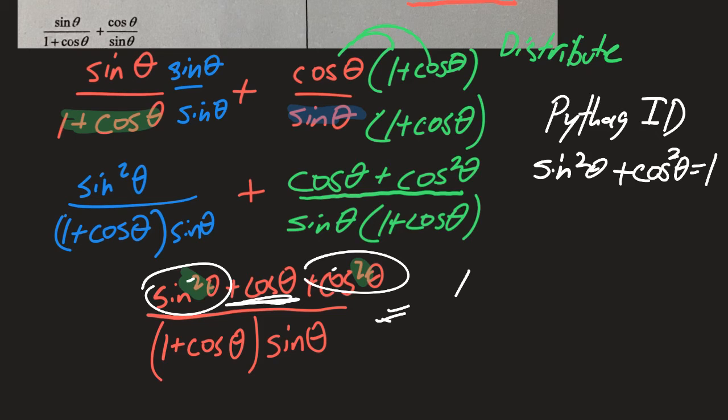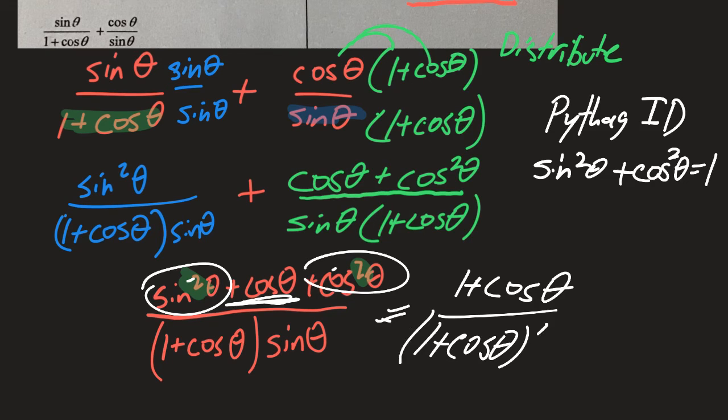I also have this cosine plus cosine. And underneath, I'm just going to leave whatever I've got here: 1 plus cosine theta times sine theta. Awesome. Now let's see if there's something else we can do here. I noticed that a 1 plus cosine at the bottom and a 1 plus cosine at the top is going to leave me with 1 over sine theta.